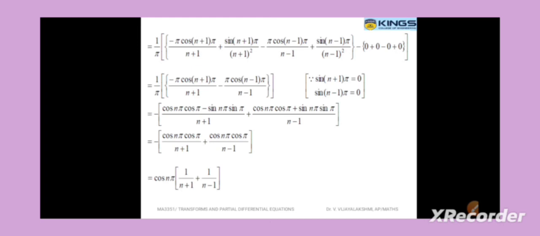And we know the value of cos pi. Cos pi is minus 1. Already having one minus symbol, so plus cos n pi times (1 by n plus 1 plus 1 by n minus 1). So cos n pi value is minus 1 power n. Replace that value here and take the LCM: n plus 1 into n minus 1 is the common factor. Multiplying these two factors, we get n squared minus 1 in the denominator. So the numerator becomes 2n. So 2n into minus 1 power n by n squared minus 1 is the value of bn, provided the value of n is not equal to 1.